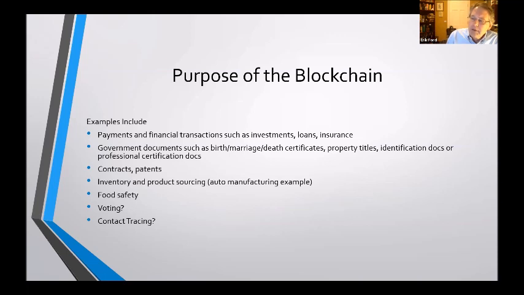Food safety is another use of blockchain technology, which I'll provide an unbelievable example of, I think, on the next slide. And 2 that I just actually added today, given what we're experiencing, are the concept of using it for voting and perhaps contact tracing with the experience we're having with COVID. Both are uses that could very well be solved with adaptation of blockchain technology.